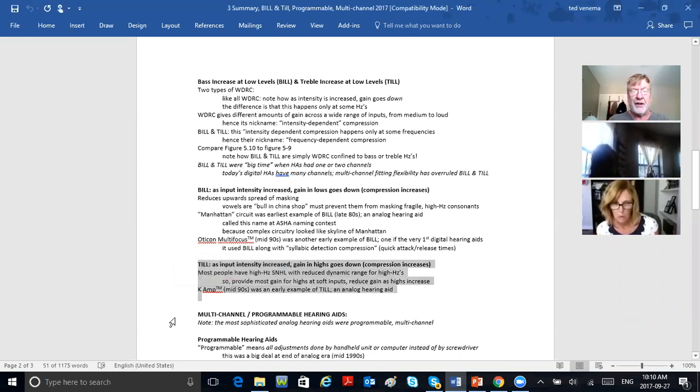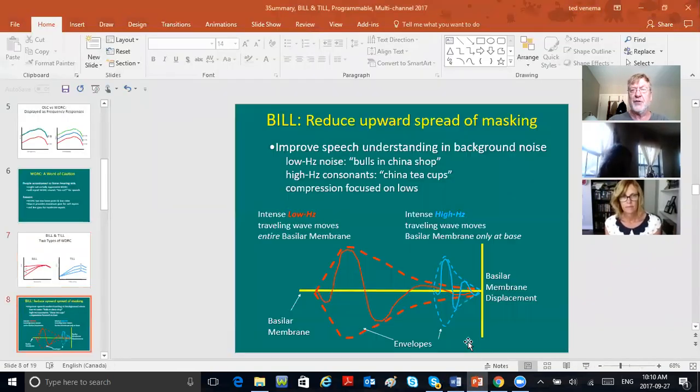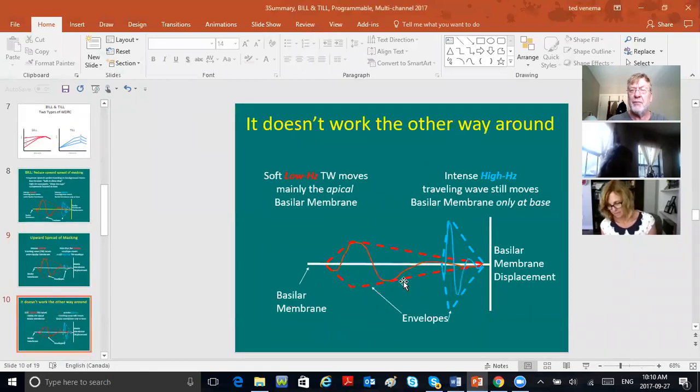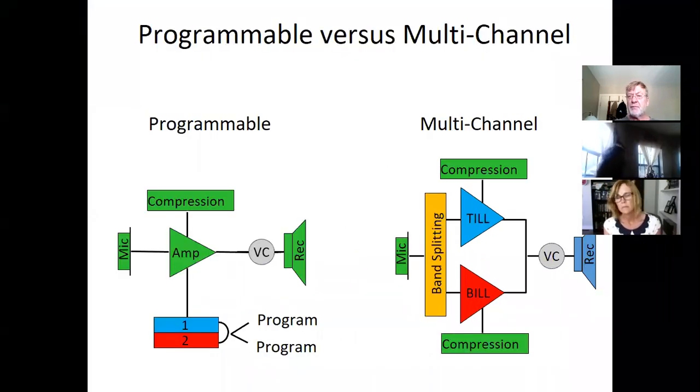So now I think it's time to address multi-channel and programmable hearing aids. It's just a slightly different topic. Let's kind of move on down, but it deals with Bill and Till. Here we go. I'm going to blow this picture up so you can see it better. Programmable is found on all digital hearing aids today, and multi-channel is found on all digital hearing aids today. These are two separate concepts. Programmable is one thing, multi-channel is another thing.